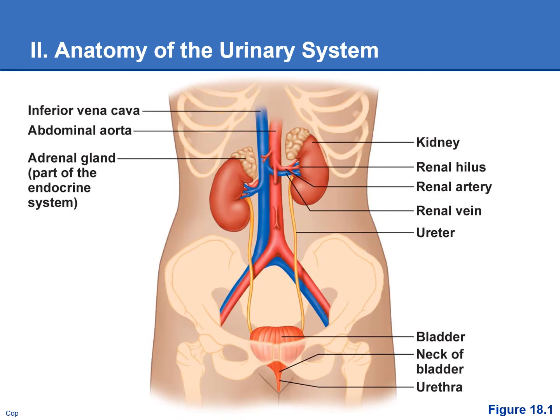Let's take a look at the anatomy of the urinary system. It's pretty straightforward. We've got the two kidneys, and their blood supplies from the renal artery and renal vein. And then we've got the ureters, which are going to take the urine made by the kidneys down to the bladder where it will be temporarily stored. And then when you urinate, the urine will go out the urethra to the outside.